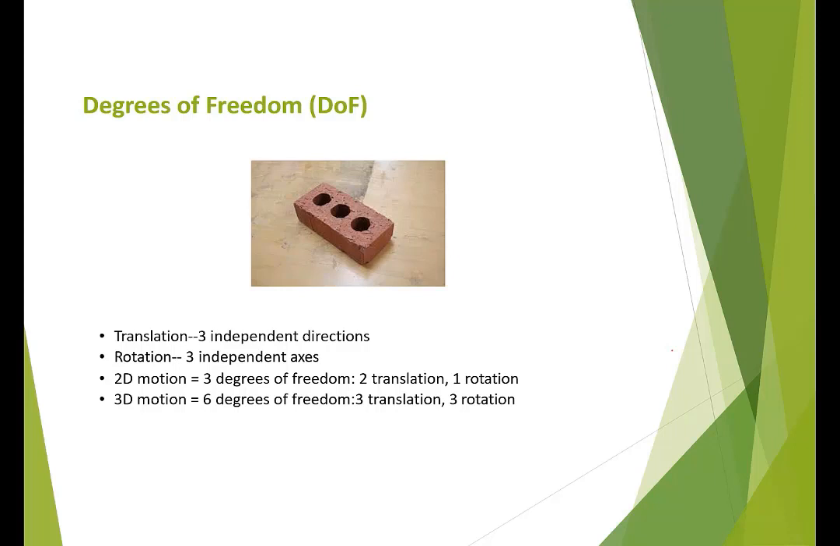So a simple object in 3D space usually has 6 degrees of freedom. You have 3 linear motions and 3 rotary motions. And you can also constrain an object. For instance, if this brick has to stay on the floor and we're not allowed to lift it up, then how many degrees of freedom does it have? In that case, it will only have 3 degrees of freedom. It can move back and forth, left and right, and it can rotate in place.